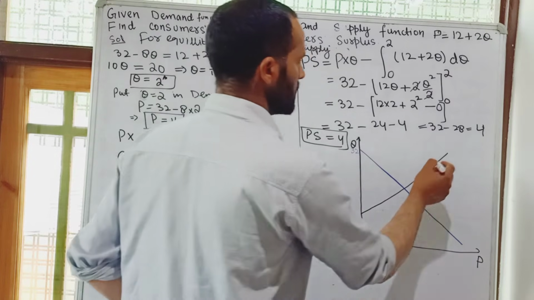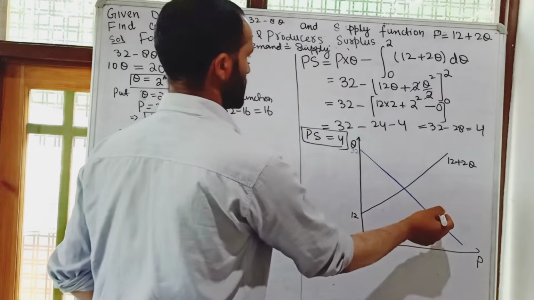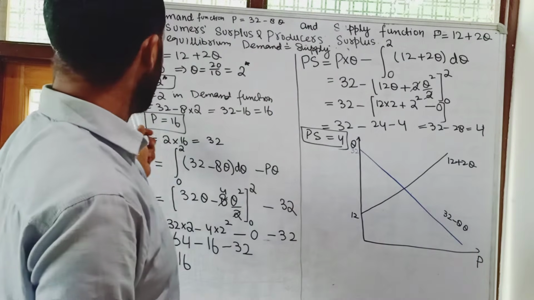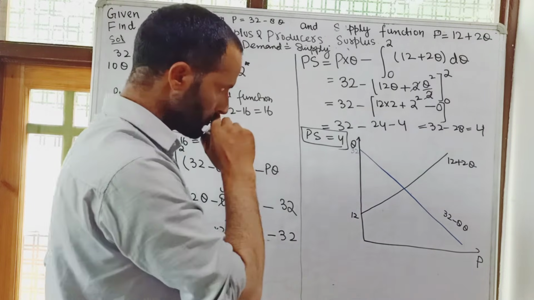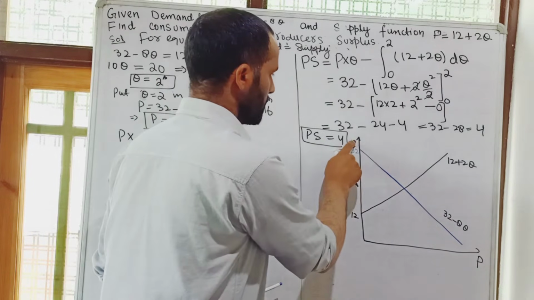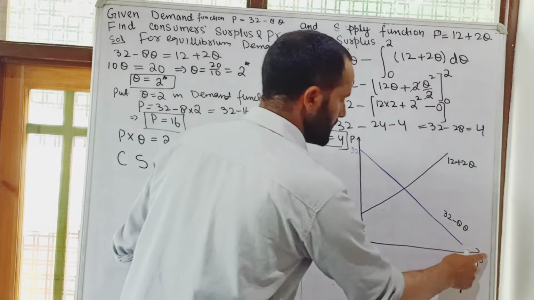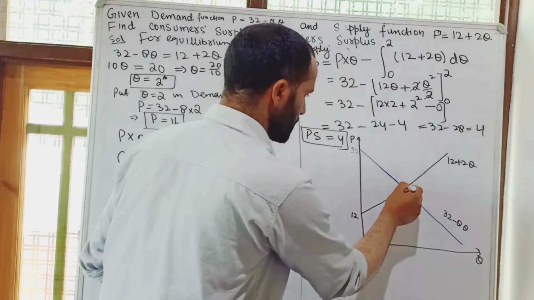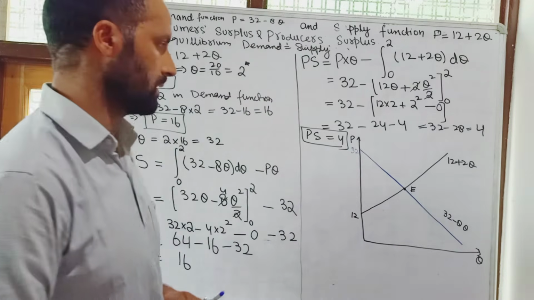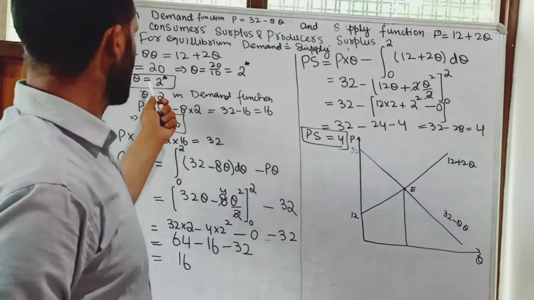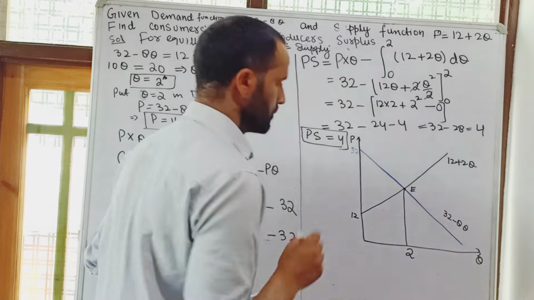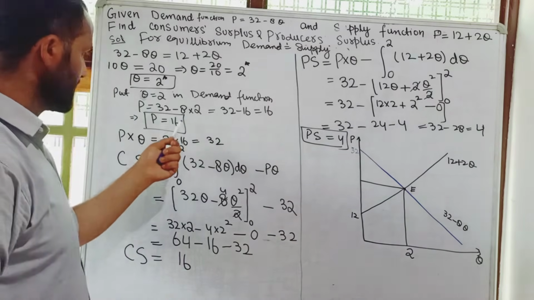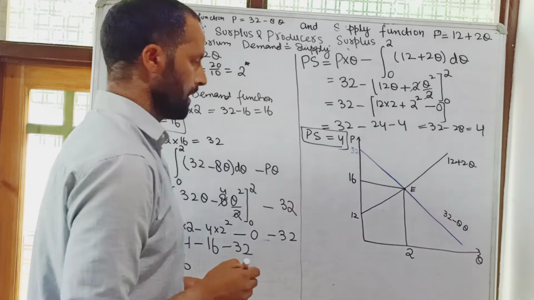So this is our supply function, that is 12 plus 2q, and this was our demand function, that is 32 minus 8q. Now the equilibrium quantity is 2. Sorry, I forgot to write the price on the vertical axis. So here it is price axis and this is the quantity axis. Now the equilibrium quantity is 2. So this is the point of equilibrium where the demand and supply function intersect. Similarly, the equilibrium price we have calculated somewhere, that is 16. So here 16 is the equilibrium price.